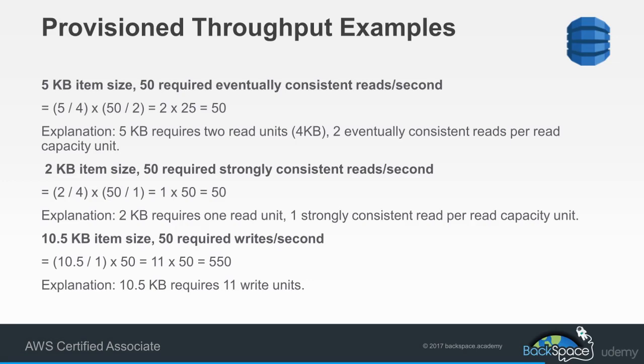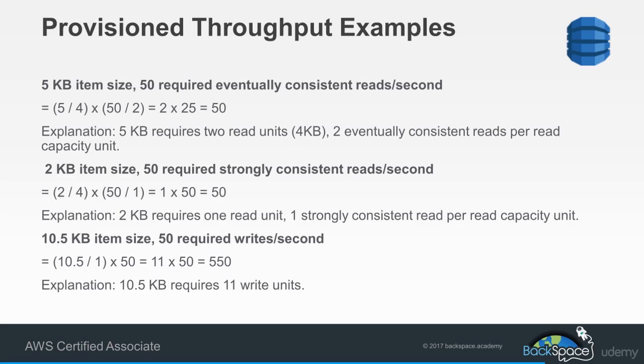So 5 kilobyte items. That would be 5 divided by 4. Each read capacity unit covers an item of a maximum of 4K, so we need 2 of those, because it's a 5K item in size. So that's 5 divided by 4 rounded up.